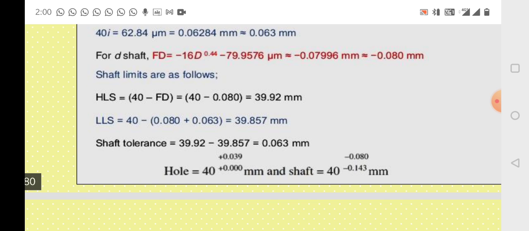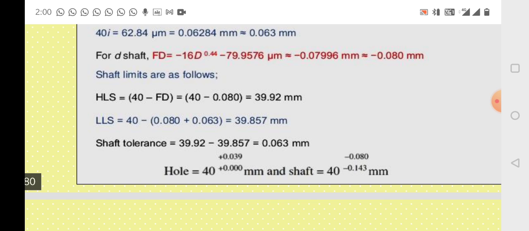Lower limit of shaft is 40 minus FD, म्हणजे बेसिक साईजच्या किती खाली आहे तो एफ डीनी, अजून त्याची हाईट किती आहे, that is 0.63. That is the tolerance zone of the D type of shaft. So it comes out to be 39.857 lower limit, and the shaft tolerance is the higher minus lower, and it comes out to 0.063 mm.